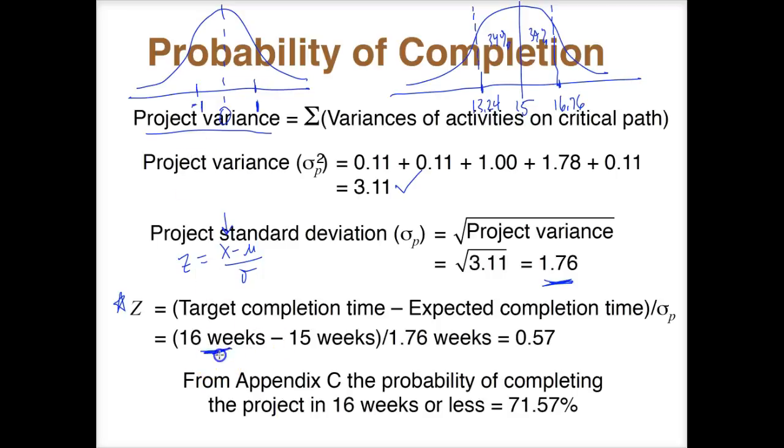And of course, if we wanted to figure out what it was at 16 weeks, you see that we have this number 0.57, which is somewhere along in here. And so 16 weeks would be about 0.57 weeks above the mean, okay? And here we can actually figure out what the percentage confidence we would have in finishing the project based upon what our probability density curve would tell us.